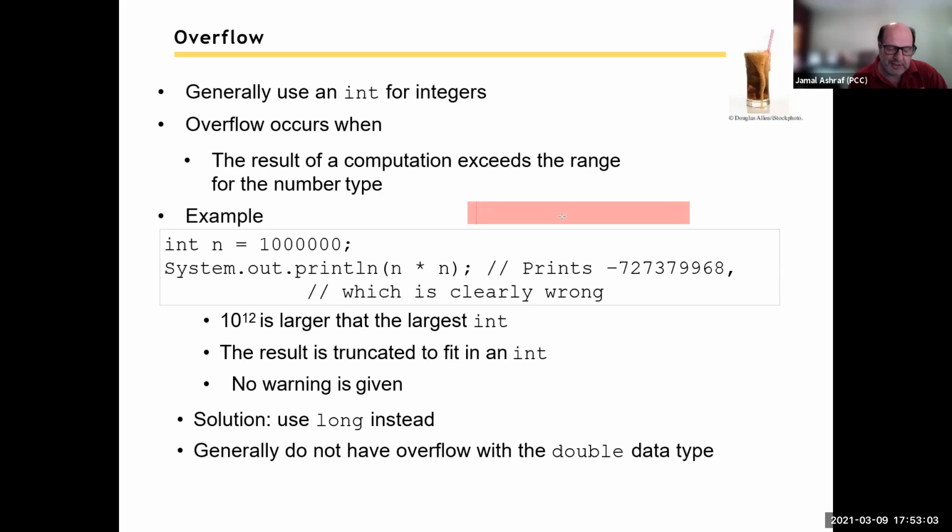A simple example: in this case, I am multiplying 1 million by 1 million, and I'm getting a negative 727, something like that. So that's overflow. That doesn't mean that I'm going to be using everything as a big, huge number. That way I don't have to worry about it.